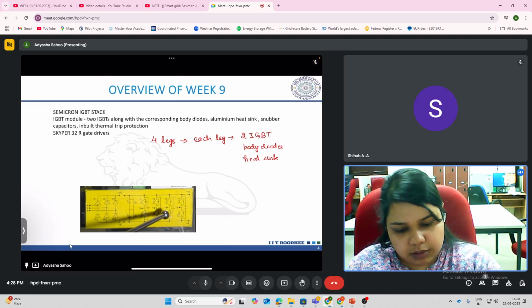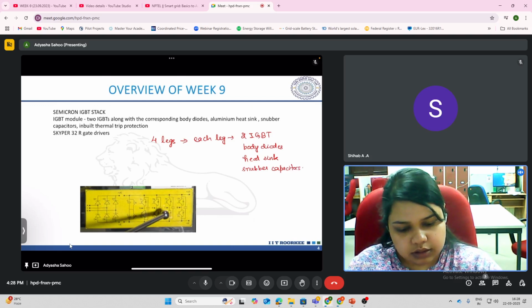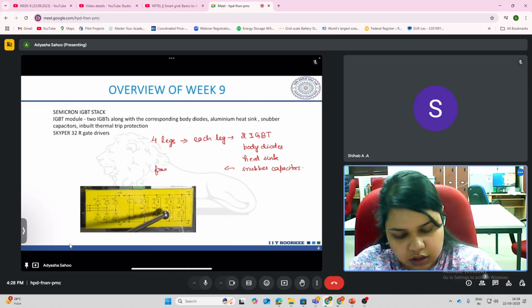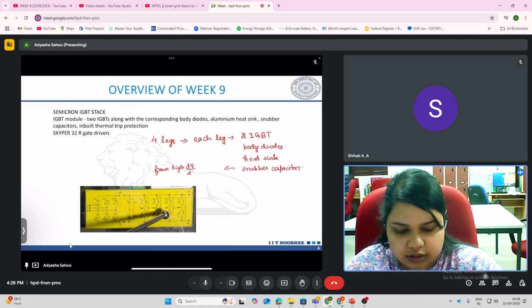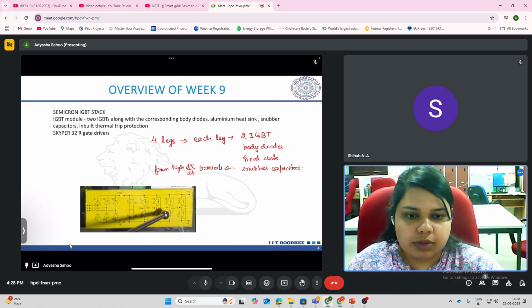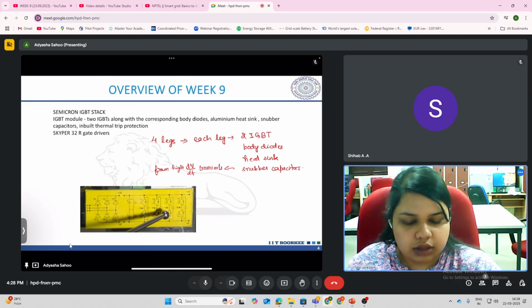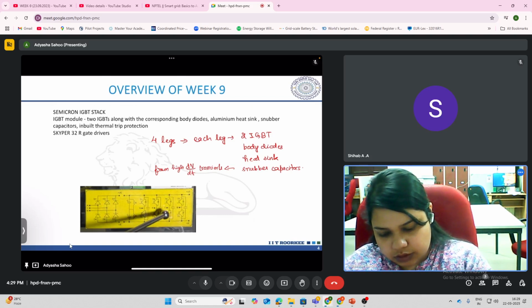Then you have the snubber capacitors. Such snubber capacitors are again a protection circuit. The role of the snubber capacitor is to protect against high dV/dt transients. So whenever such a condition is detected, those snubber capacitors are activated to protect the IGBT modules.